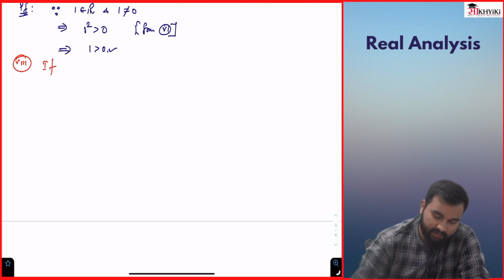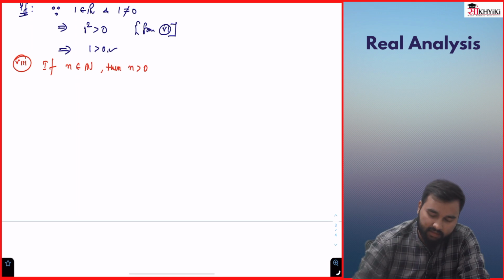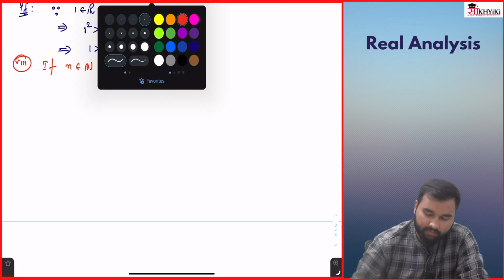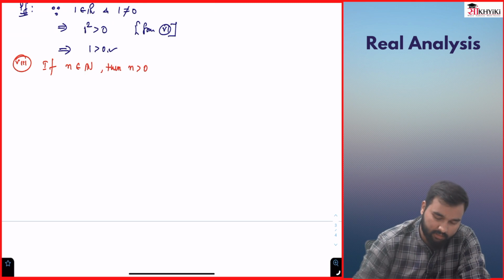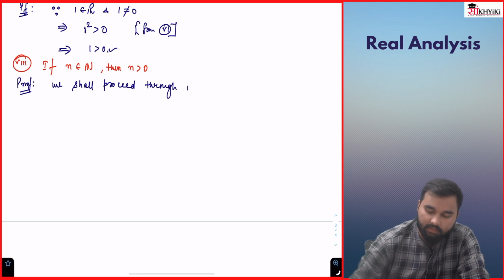So our next result is, if n belongs to the natural numbers, then n must be greater than 0. Proof. So we proceed through induction. We shall proceed through the induction process.